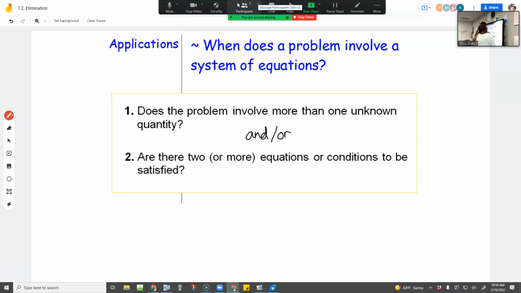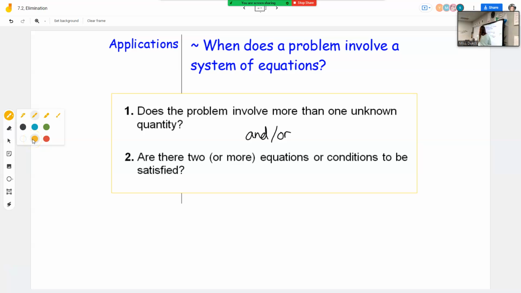Applications, when does a problem involve a system of equations? Well, first of all, if we don't know more than one thing, I'm going to have more than one variable. Do you remember what I said last time? How many equations do we need if we have 2 unknowns? 2. 3 unknowns? 3. 4 unknowns? Okay, so we need a system. We need more than one if we have more than one unknown. So maybe we see that we have 2, 3, or 4 unknowns. Well, we better go looking for more equations. Or, we also see that there is more than one condition or equation that has to be true.